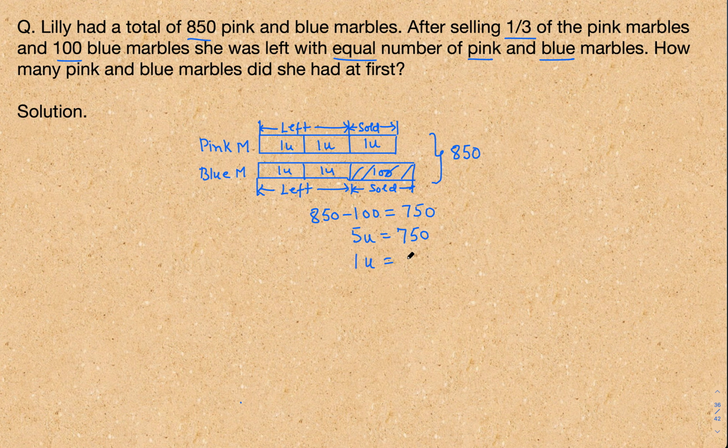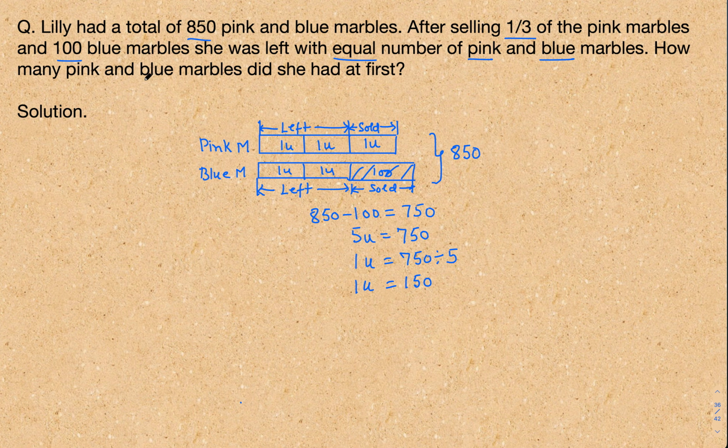That means 1 unit will be 750 divided by 5. 750 divided by 5 will give you 150. So 1 unit will be 150. Now since we have how much is 1 unit, now we should read the question.